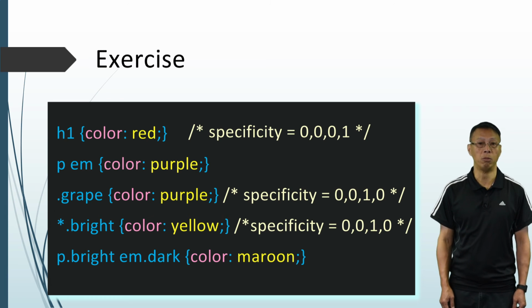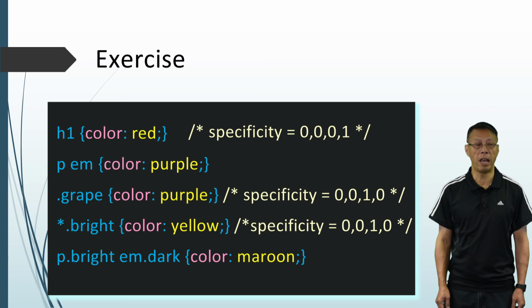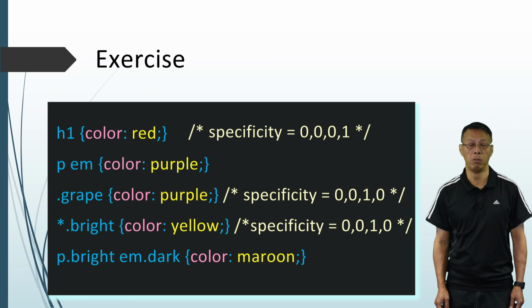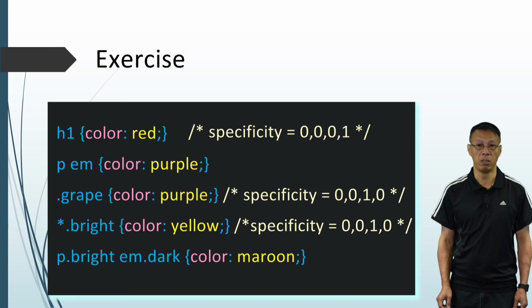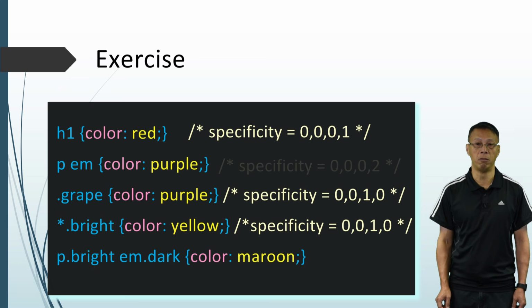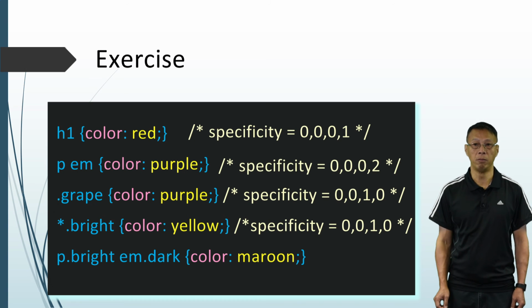Look at the second rule. P em. EM is the element that we want to associate with the rule. On the other hand, notice that EM is also the second element in the selector. So we have not only 0001, but then we have 0002.